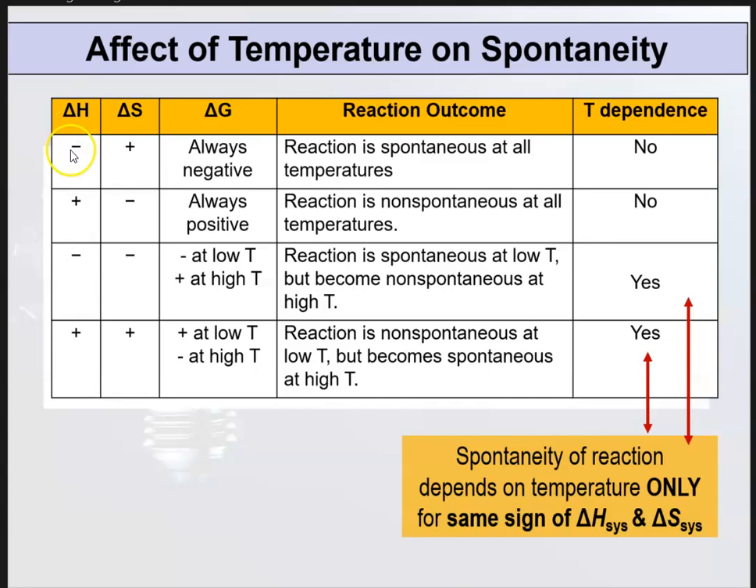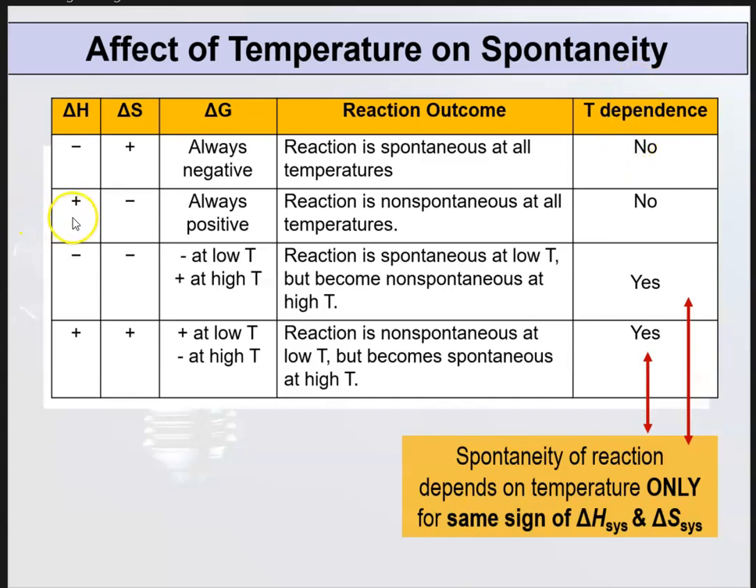If the enthalpy change is negative and entropy change is positive, normally we always get delta G negative. Kalau kamu kira dua-dua ni, kamu akan dapat delta G negative. So the reaction is spontaneous at all temperatures. Negative temperature ke, positive temperature ke, you will have a spontaneous reaction. The reaction does not depend on the temperature.